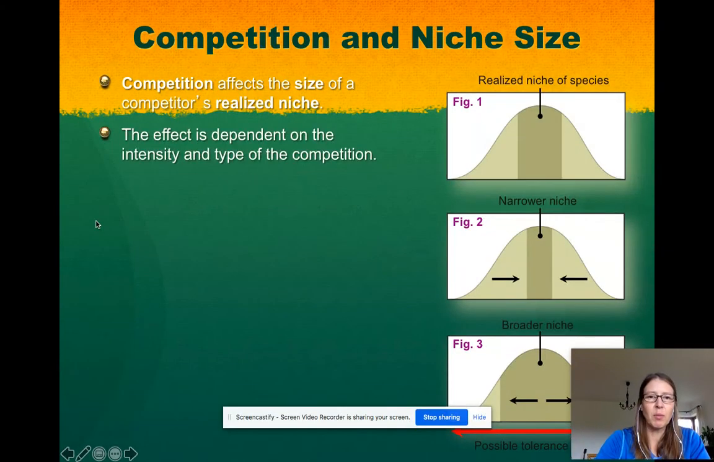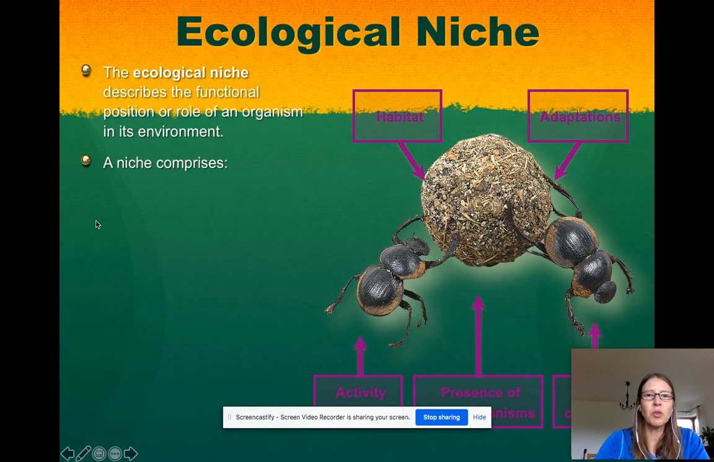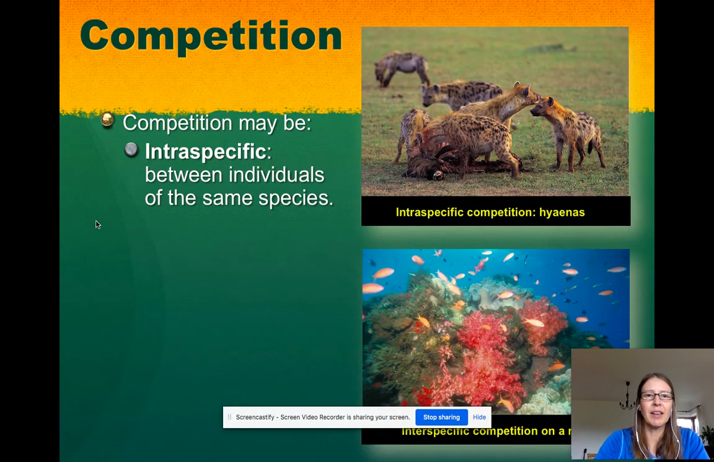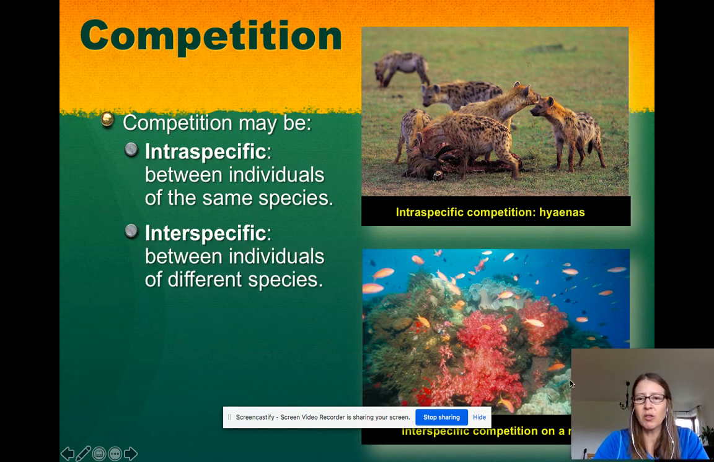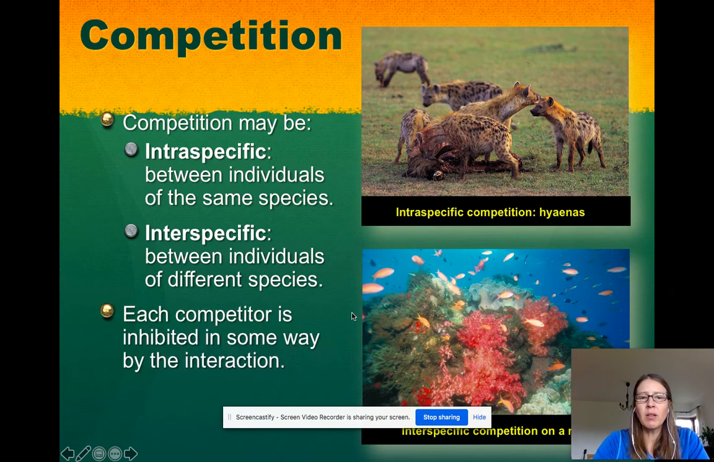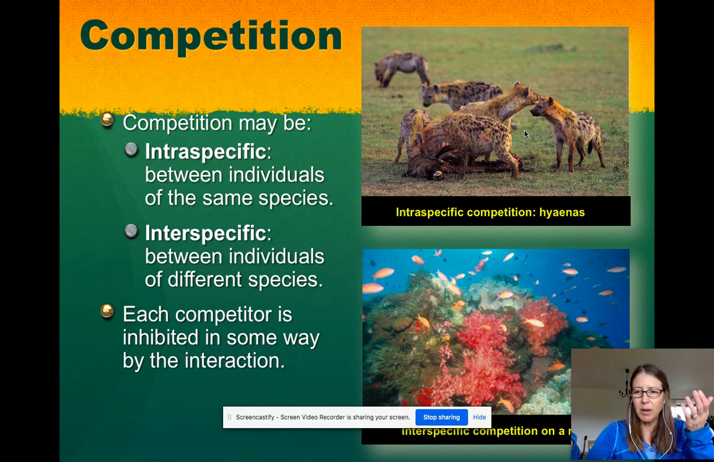All right, so I'm taking you back to competition. Competition can be intraspecific, so it can be between members of the same species, and it can also be interspecific. So when you've got a bunch of different species competing for the same resource. Now we know that in competition that we learned last time, the competitors both are at a loss. Like one doesn't benefit, both essentially are harmed or inhibited by their interaction.